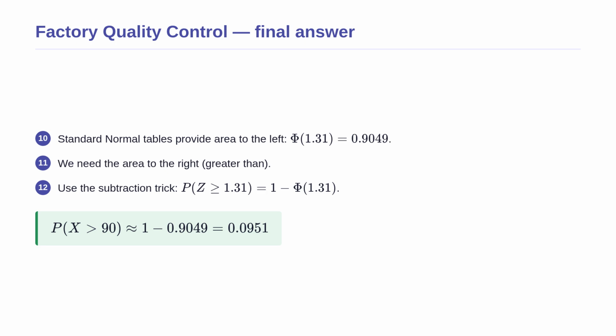We take the total area of 1 and subtract the area to the left of 1.31. We look up the value 1.31 in our table and find the decimal 0.9049. Subtracting this from 1 gives us a final result of 0.0951. Physically, this translates to a percentage. There is only about a 9.51% chance that the inspector will find more than 90 defective bulbs in their sample.